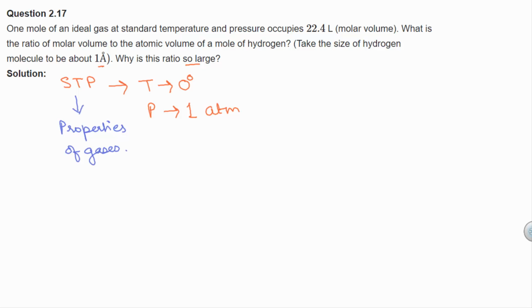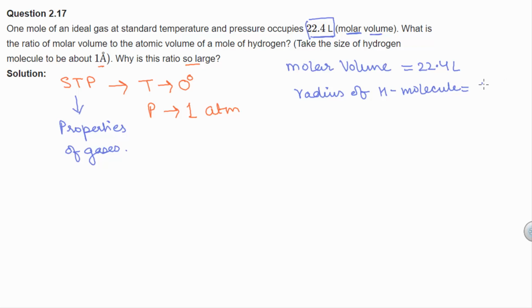Now coming back to our question, it is given that 1 mole of an ideal gas at standard temperature and pressure occupies 22.4 liter of volume, and this 22.4 liter is the molar volume of the gas. So we are given that molar volume is equal to 22.4 liter. It is also given in the question that radius of hydrogen molecule is equal to 1 angstrom, which is equal to 10 to the power minus 10 meter.